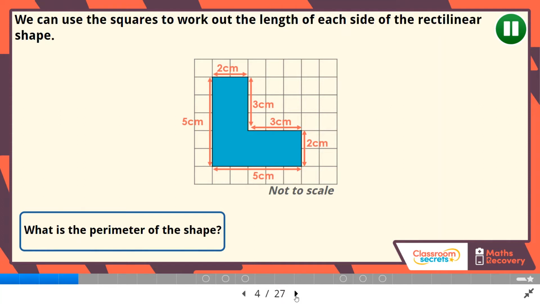For example, the length of the top of the shape is 2 squares long. Therefore, the length is 2 centimeters. The length at the bottom of the shape is 5 squares long. Therefore, its length is 5 centimeters. Now that we know the length of each side, we can work out the perimeter of the shape.